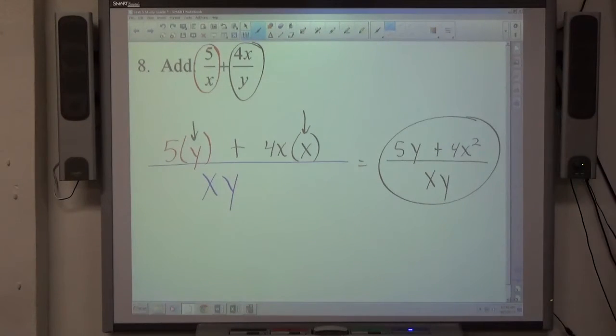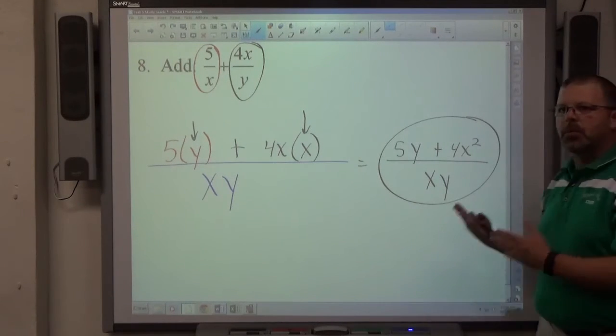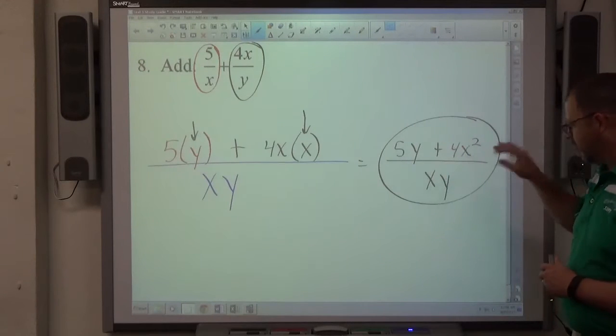Do not reduce those fractions. If you get a least common denominator, just assume they won't reduce. If they happen to reduce, I'm not going to count it wrong anyway. So just get your answer, circle it, and stuff.